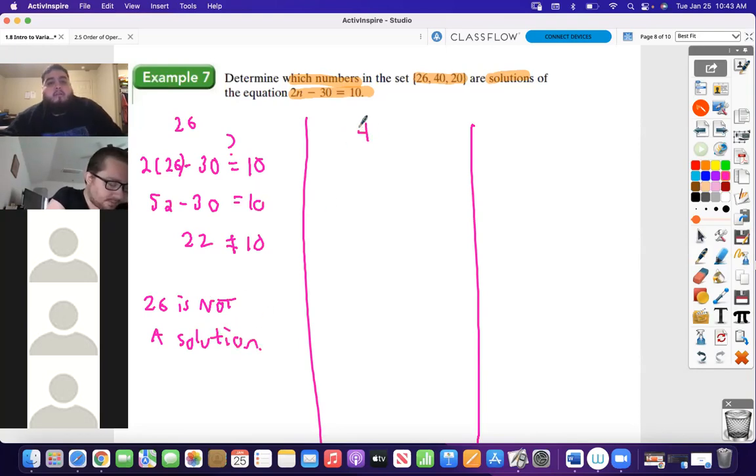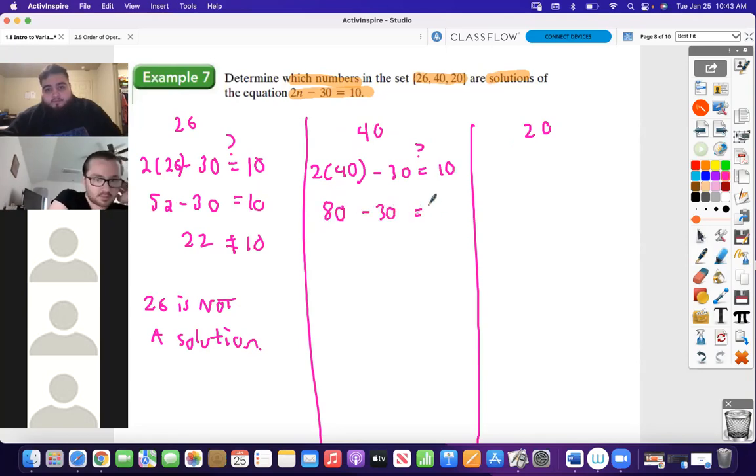And then we're going to check out 40. And then we'll check out 20. So 40 is 2 times 40 minus 30 equals 10, question mark. 2 times 40 is 80 minus 30, which is 50. 50 does not equal 10. So we know 40 is not a solution.